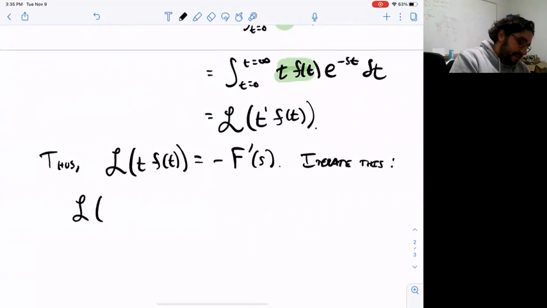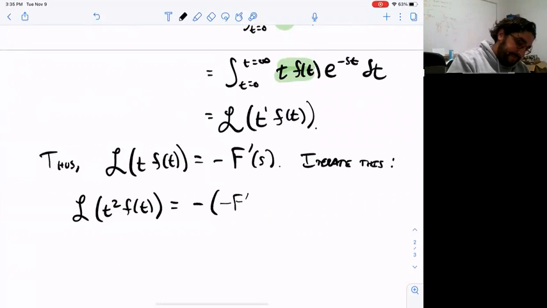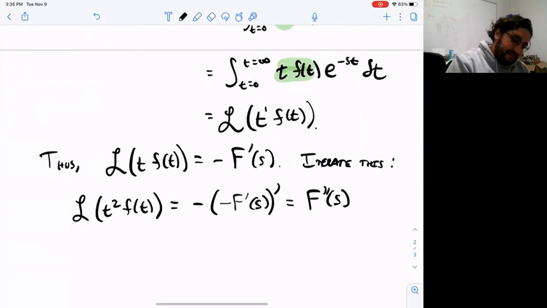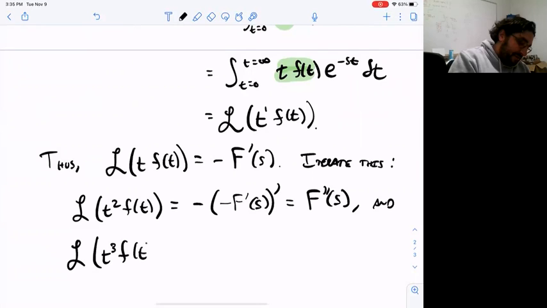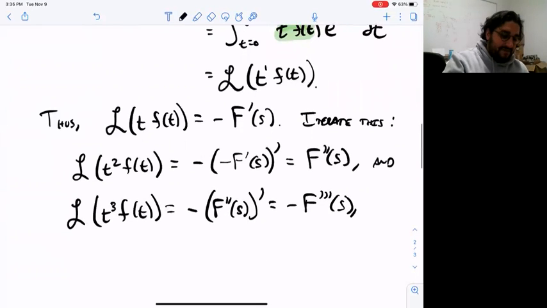If you iterate this, what would t squared be? Well, I'm multiplying the previous by t. And if you multiply by t, what do you do? You take a negative and you take a derivative, which gives me this. Now do t cubed. Well, multiply the previous by t. So it becomes negative derivative. Oh, there we go. And so on.